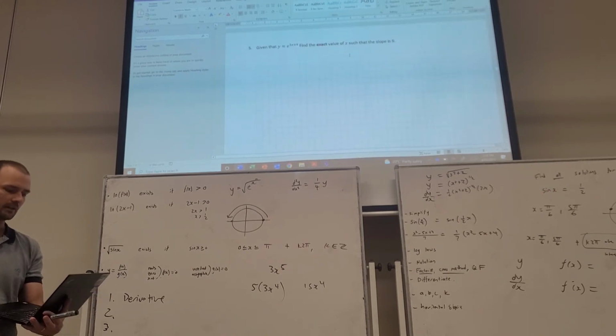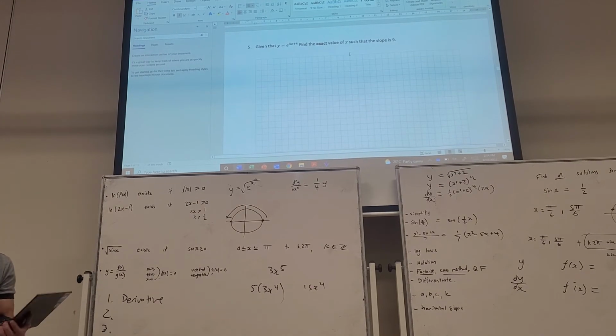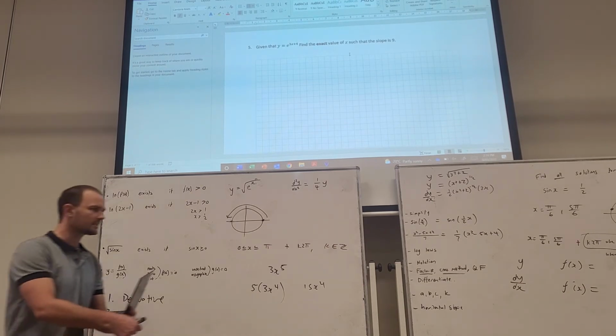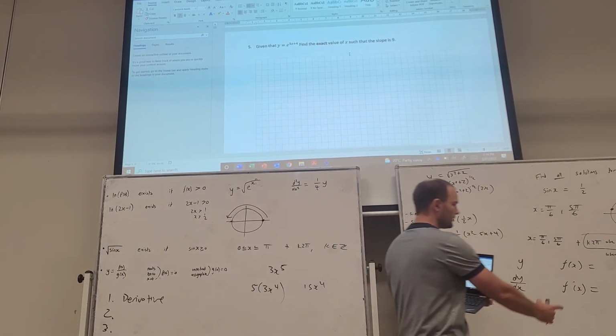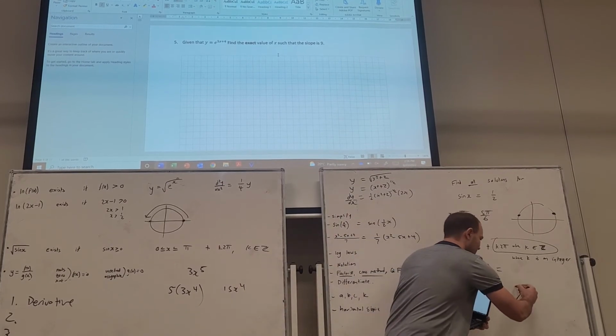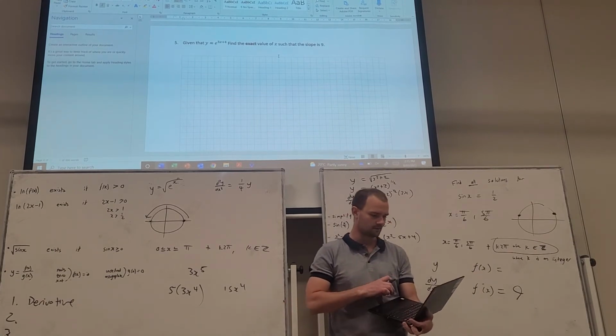What about this one? Given that y is this function, find the exact value of x such that the slope is 9. So it means find the derivative, differentiate, we always do that, and then find x such that the derivative function equals 9. So some algebra there.